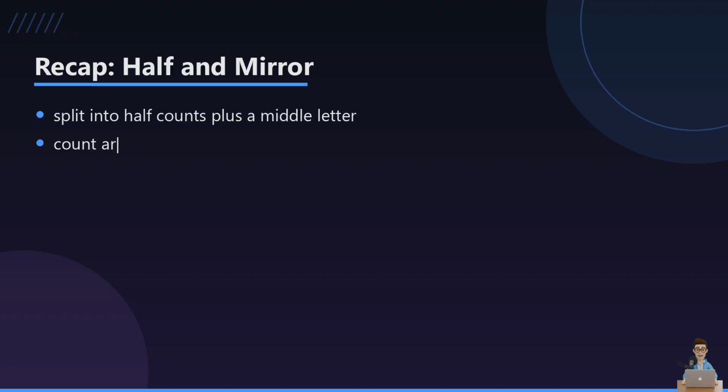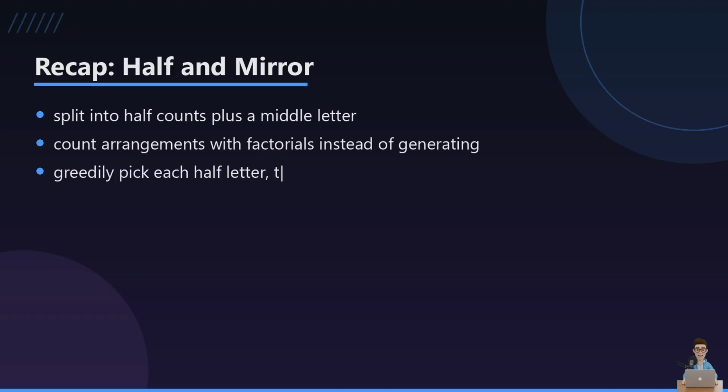Remember that half problem I promised at the start? That is the whole solution. Build the left half with greedy factorial counting, then mirror it, and the hard problem becomes manageable.